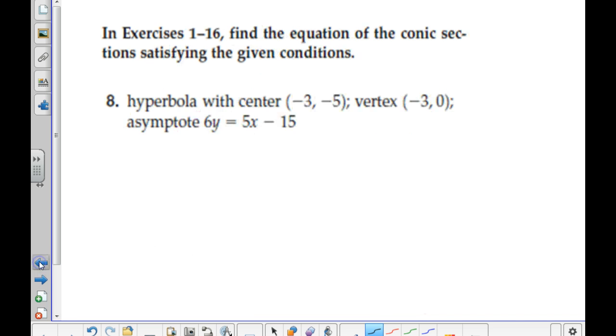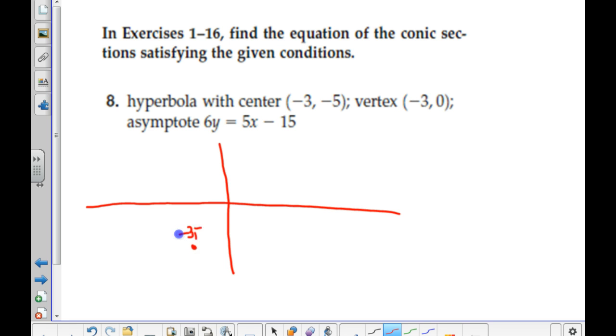Okay. I'm going to back up and talk about number 8. This is a hyperbola question. So totally different place on your orange reference sheet. It says we have a center at -3, -5, and a vertex at -3, 0. The center for a hyperbola is actually just the center of the box, right? And this tells me, if this is an actual vertex, that it's opening sideways.